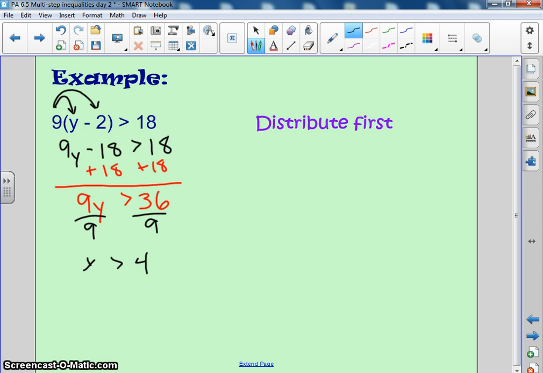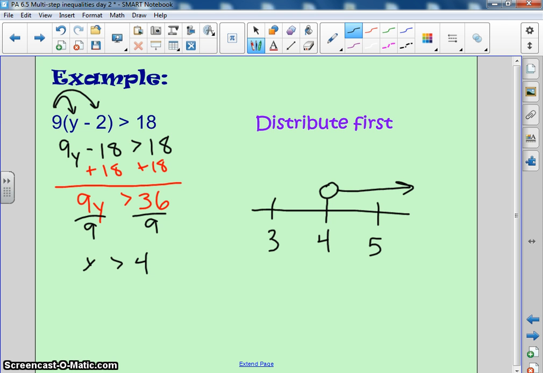Now, am I done? No. Unfortunately not. I have to do what? Graph. I have to graph it. 4 goes in the middle. Fill in my number line. Open circle, closed circle. D'Lo? Open circle. Very good. Go in which direction, Zach? Right. To the right. Very good.